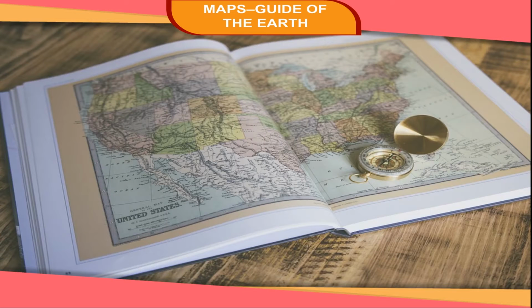Focus. A book of maps is called an atlas. You can find a lot of information about various countries, states, cities, etc. in an atlas.